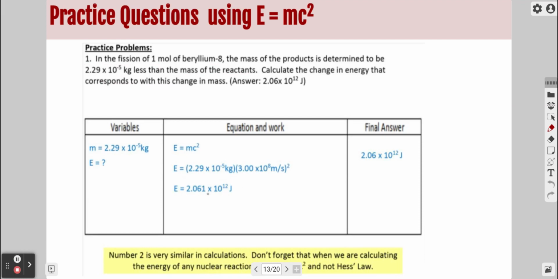So if you've done this and you've squared this number first and multiplied by this number, this should be your answer here. 2.061 times 10 to the 12 joules. That's a lot of energy, right? All righty. Now, because it's a nuclear reaction, lots of energy in these cases.